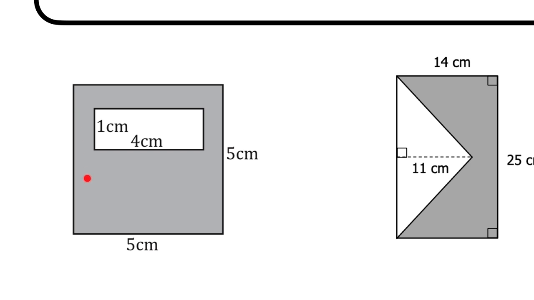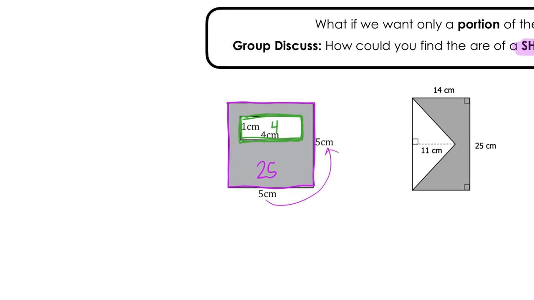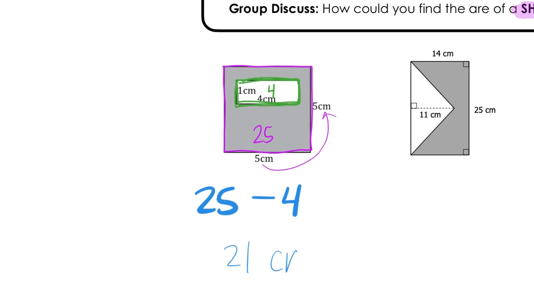So I only want this gray space right here. The best way to do this is find the area of the outer shape and then find the area of the inside shape, and then you can just subtract those, right? We're going to take the big one minus the small one. Think of this as a piece of paper that has a hole cut out of it, right? So the area of the outer one, the purple one, that would just be 5 times 5, because this is a square, so that's 25. And then the area of the rectangle on the inside, that's just 1 times 4, which is 4. So the shaded portion would just be 25 minus 4. So 21 square centimeters.